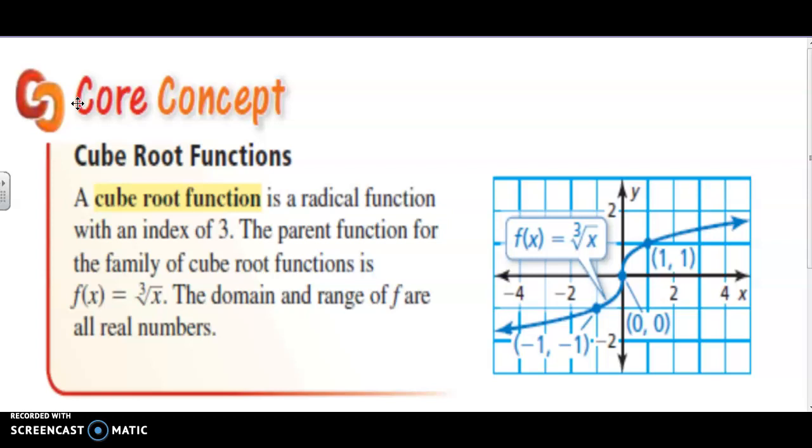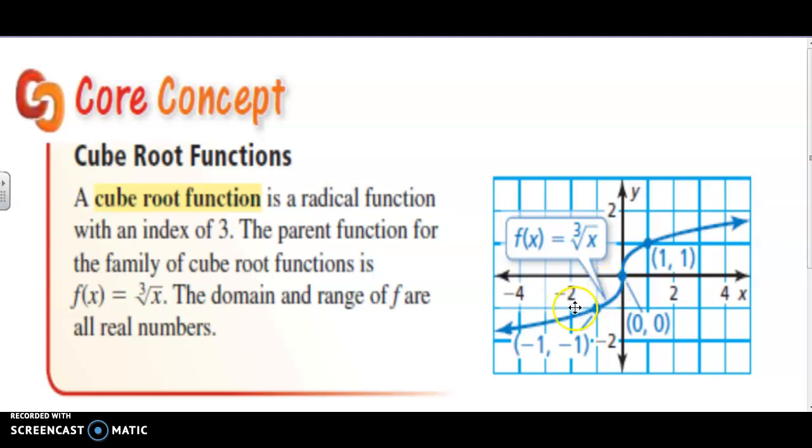The difference between square root functions and cube root functions, one that you might notice right away from looking at this graph, is the domain now is not restricted. With square root functions, it was restricted. We couldn't have a negative inside of the radical sign. But with cube roots, well, we can have the cube root of a negative.